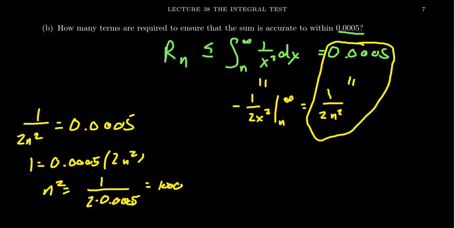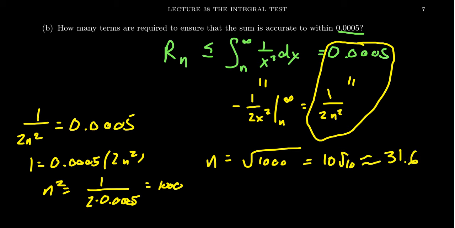Taking the square root, we get that n equals the square root of 1,000, which gives us 10 root 10, which is approximately 31.6. But really, I shouldn't be using equalities here. We can get away with it, but really what we're looking for are inequalities. n needs to be greater than or equal to this value, 31.6. It also has to be an integer, a whole number. And so we need to choose n to be greater than or equal to 32 as our final result.